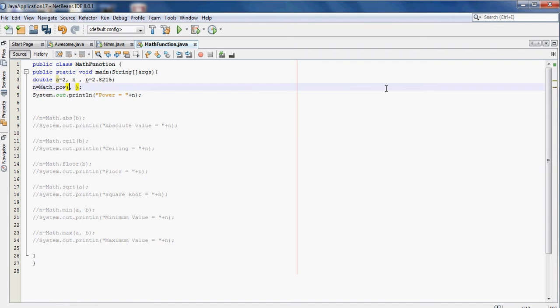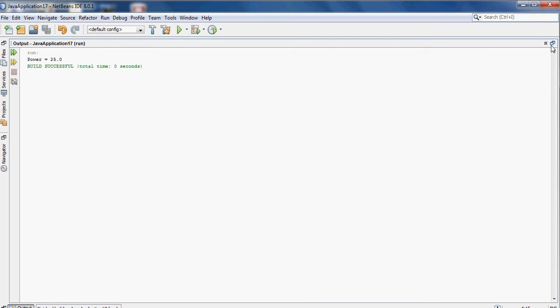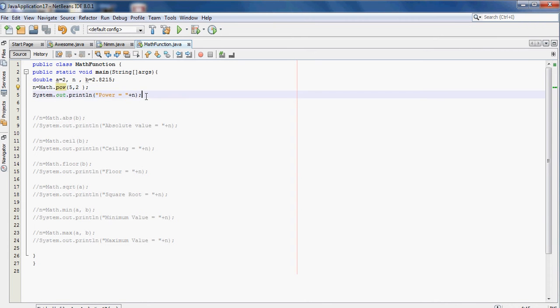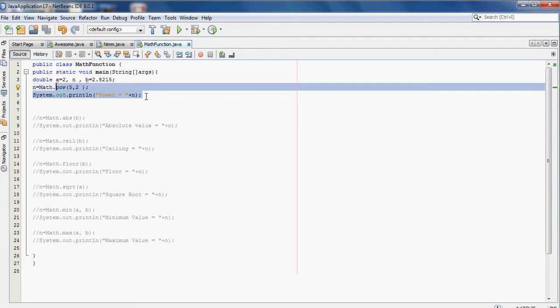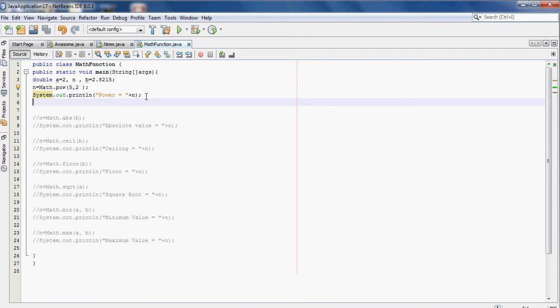The same can be done like this. So this is the code. This is the code for power. Okay, we'll go to the next one.